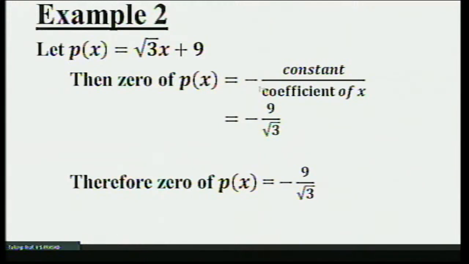So the zero of p of x is equal to, the relation is, minus the constant term divided by the coefficient of x. Whatever the coefficient or constant we are taking, we have to take it along with the sign. Here both are positive, so there is no problem. The constant term is 9 and the coefficient of x is root 3, therefore minus 9 by root 3. Therefore, the zero of p of x is minus 9 by root 3.